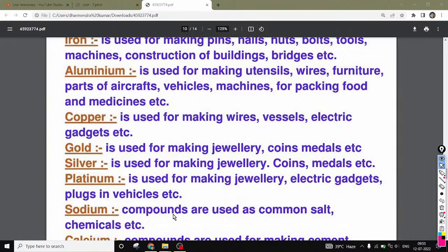Sodium compounds are used as common salt, chemicals, etc. So sodium is also a metal, and it is used as common salt, which you are taking daily in your food, right?